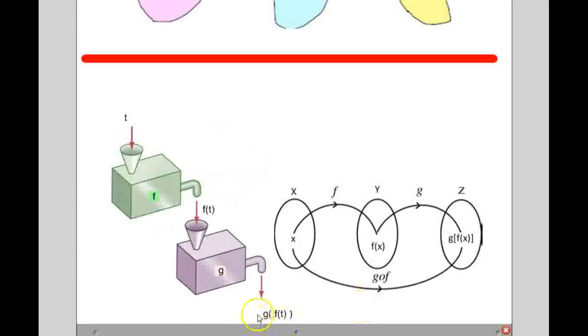And there are two ways to describe composition of functions: using this format and using the symbol. It looks like an O, but it really is a small circle, which represents composed, G composed F. Okay.